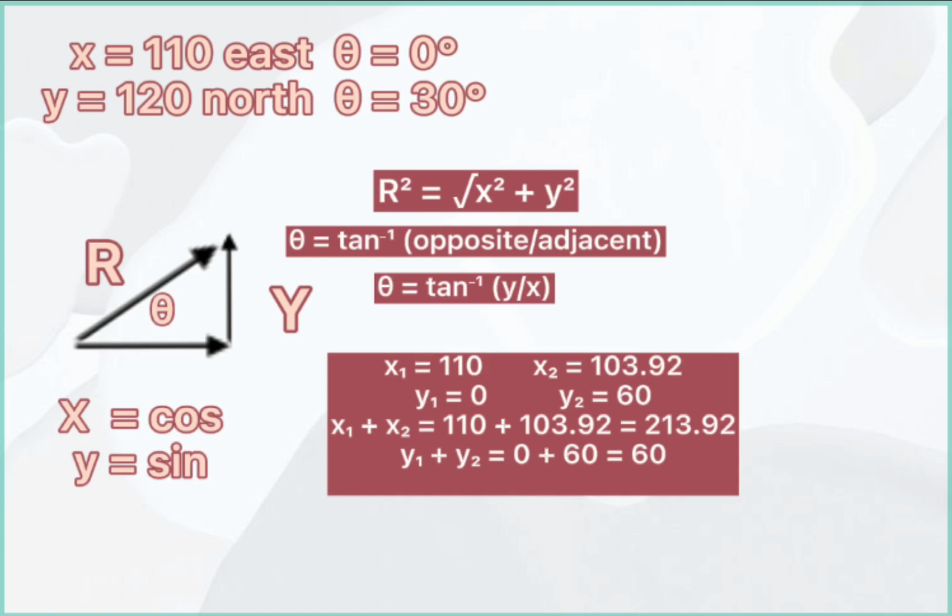Now let's add x sub 1 and x sub 2. 110 plus 103.92 is equal to 213.92. And now, add y sub 1 and y sub 2. The answer will be 60.